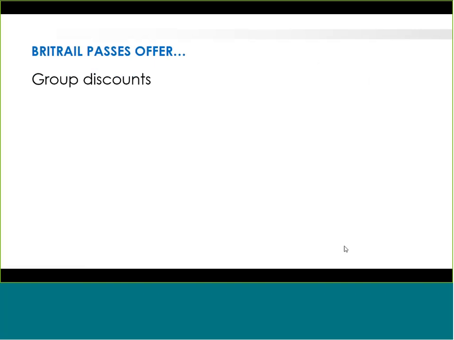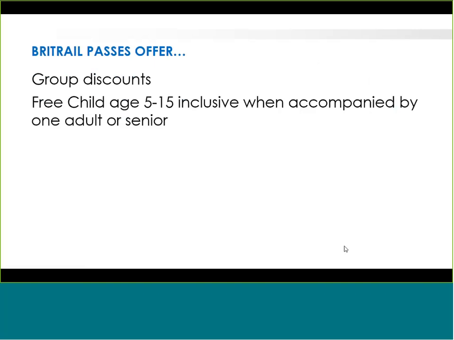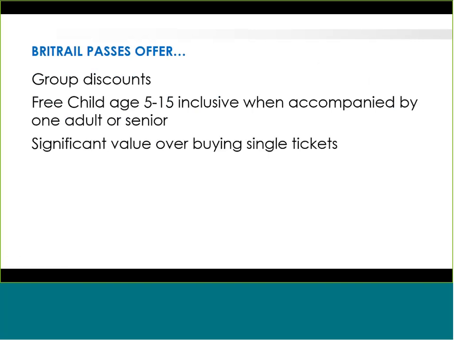Another thing as well is that Britrail passes do offer group discounts. In addition, there's also a free child rule available for children aged 5 to 15 inclusive when accompanied by one adult or a senior. So they still do employ the same free child condition as well with their rail passes, but of course just bear in mind that the conditions and the rules are a little bit different in comparison to URL, which is what we're primarily used to booking.